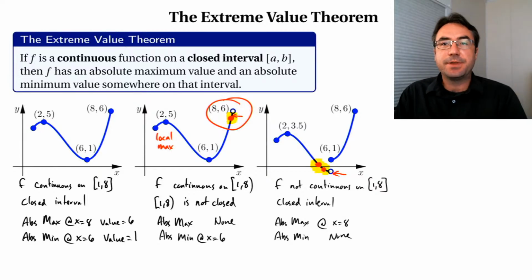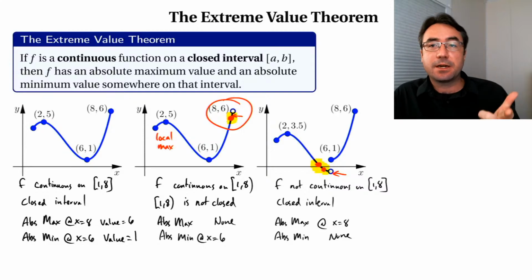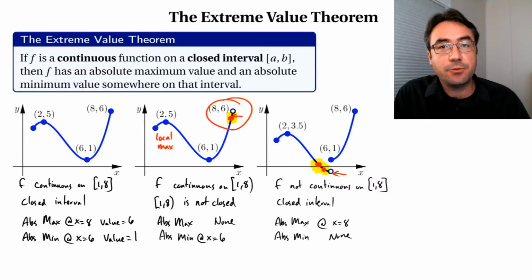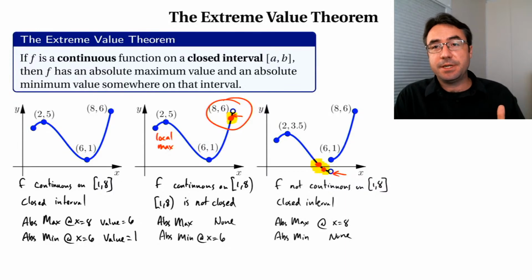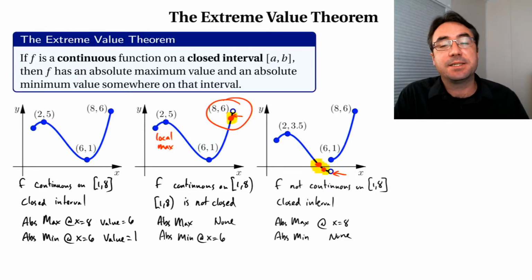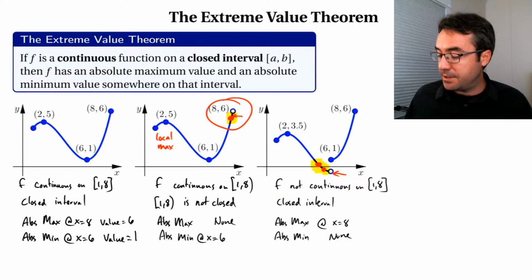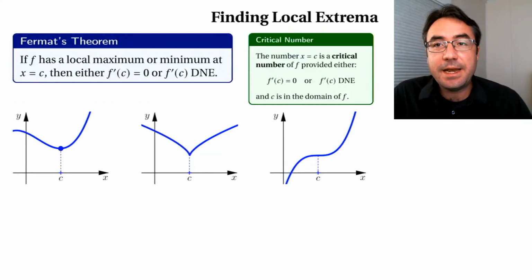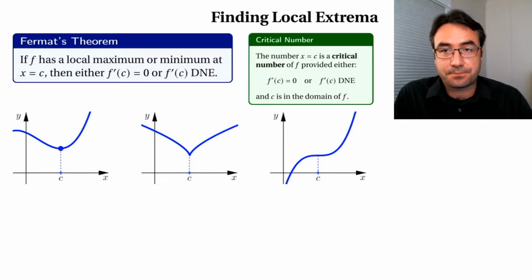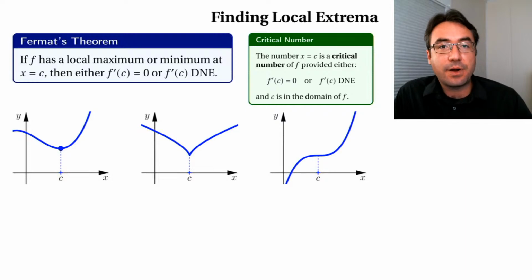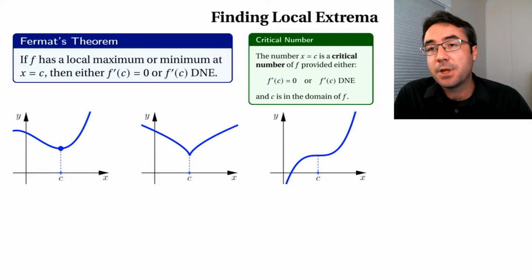All right, so that's the extreme value theorem. If our function's continuous on a closed interval, we're guaranteed to have an absolute max and absolute min. The issue here is it doesn't tell us how we actually find where the absolute max and min occur. So for that, we need something else. We need a theorem, courtesy of Fermat, and it says if f has a local maximum or minimum at x equals c, then either f prime is equal to 0 at x equals c, or f prime does not exist at x equals c.